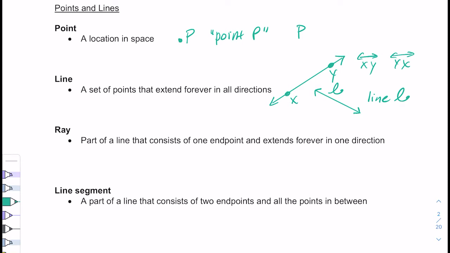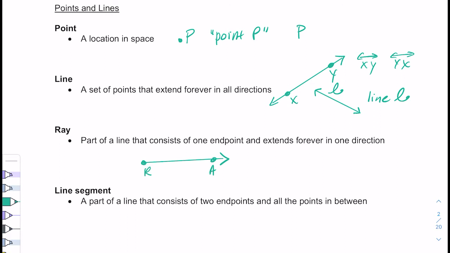When we take a line and we look at part of a line from one endpoint and then it continues on forever in the opposite direction, that's known as a ray. So think even of the sun's rays. I'll call this R and A.